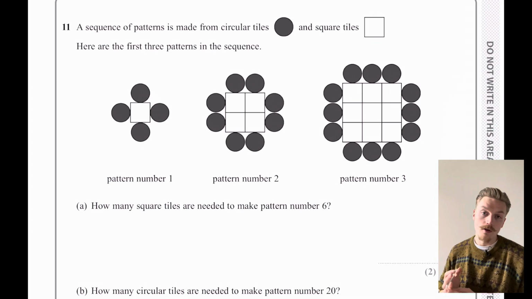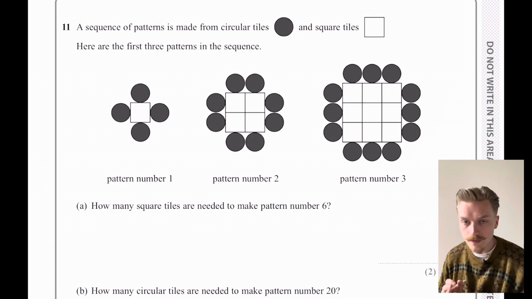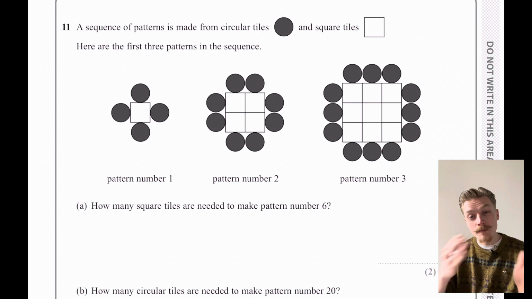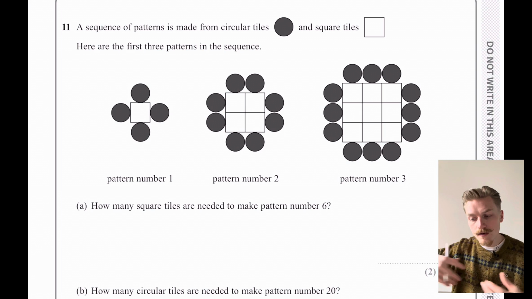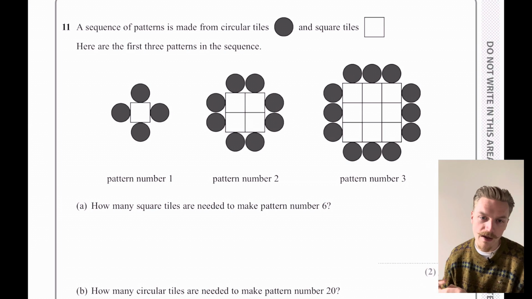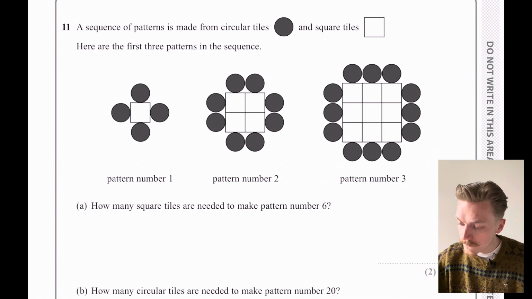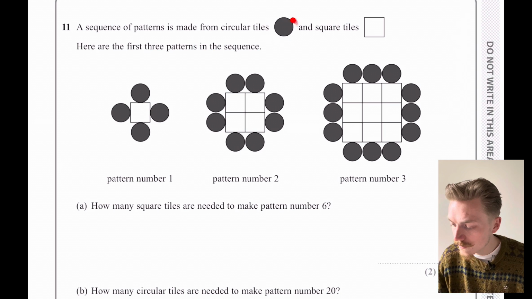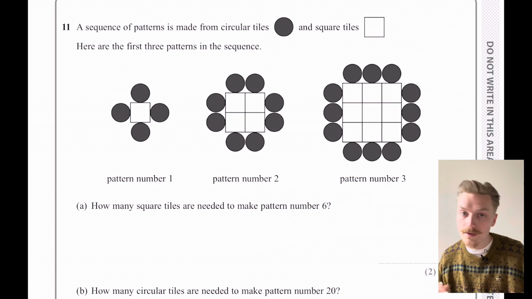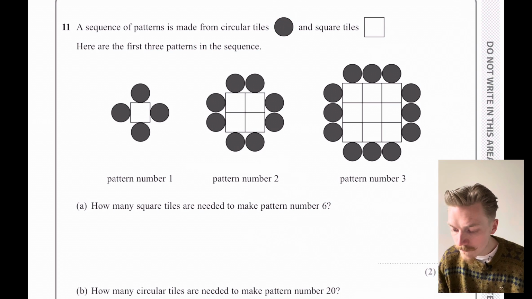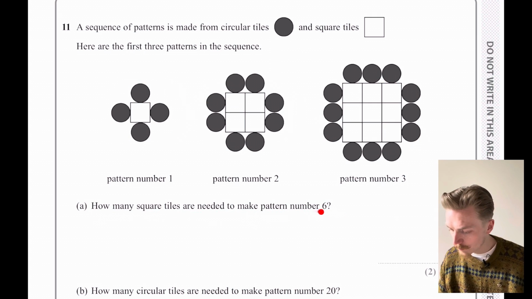Question 11. So we've got a diagrammatic sequence here. That's a pattern that's made with a bunch of diagrams, and it's made to illustrate some kind of mathematical rule. We've got a sequence that has circular tiles, these grey circles, and square tiles, so a blank square. The first three patterns are this, this, and this. How many square tiles are needed to make pattern number 6?